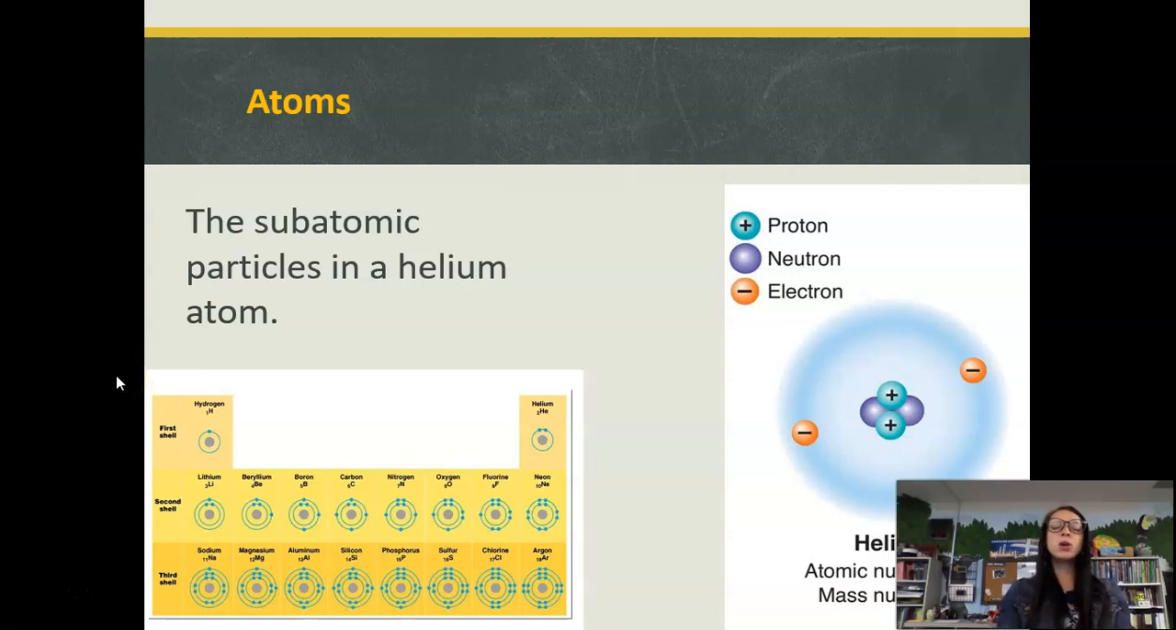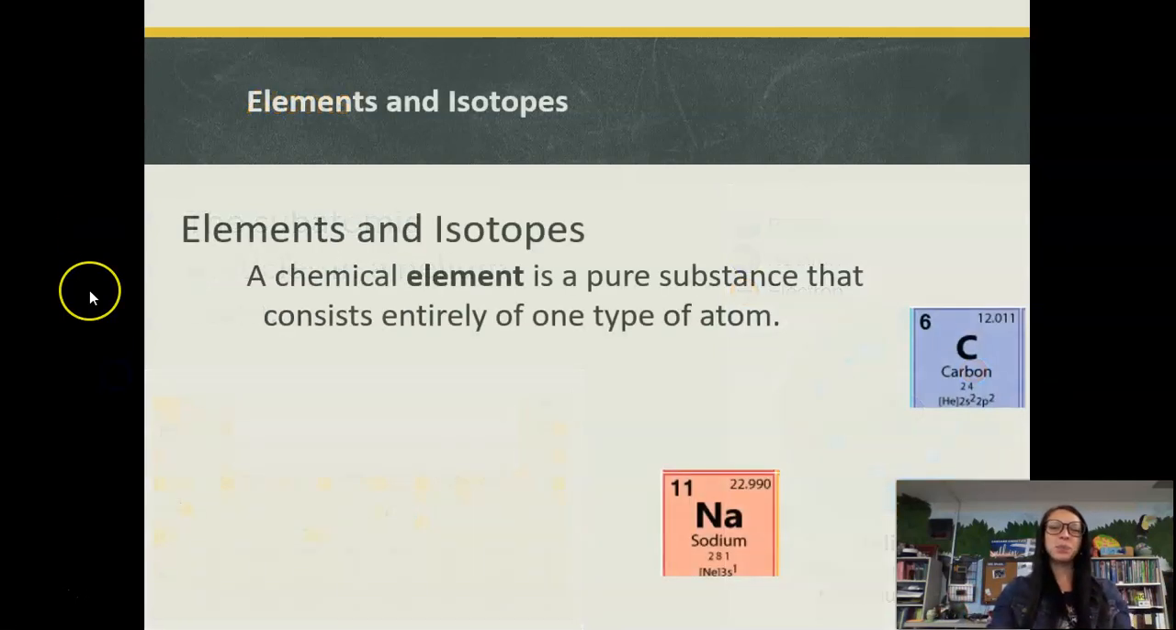Again, hopefully most of this is review, but it's good to cover some things because when we talk about chemical bonds, I just want this stuff to be fresh in your mind. Okay, so now we can dive into talking about elements and isotopes before we talk about chemical bonding and chemical compounds. Remember that a chemical element is a pure substance that consists entirely of one type of atom. You could have 100,000 million carbon atoms.